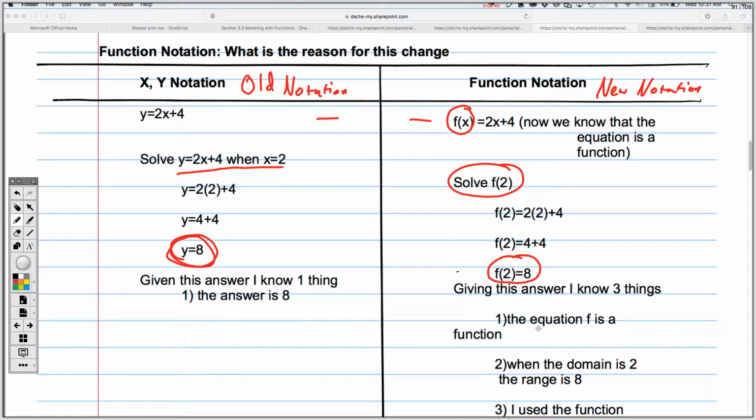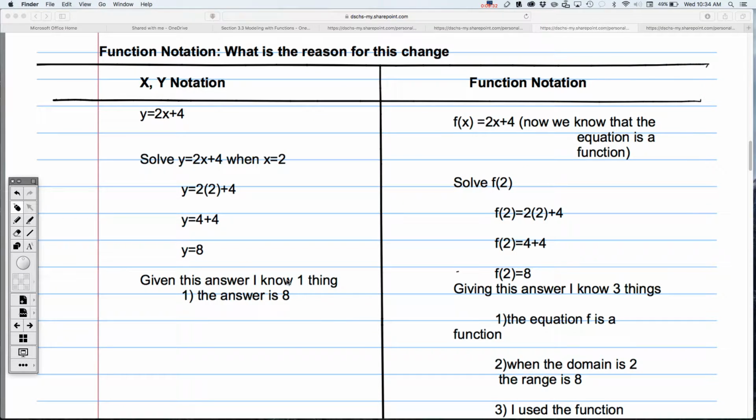All right, so the equation f is a function. Number 2, when the domain is 2, the range is 8. So think about that. When the domain, what does domain mean? X. Yeah, I like the point. Is 2. The range is y. Okay, the range is y.